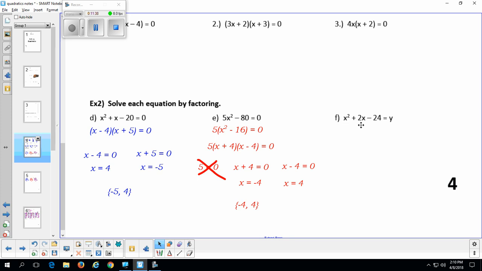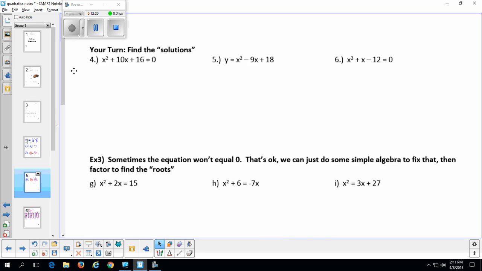Go ahead and factor x squared plus 2x minus 24. Two numbers you can multiply to get negative 24 and add to get 2. You should have positive 6 and negative 4. Okay. And now let's set up both equal to 0. x plus 6 equals 0, x minus 4 equals 0. What's x going to be here? Negative 6. What's x over here? It's going to be 4. So my two solutions are negative 6 and 4. And remember curly brackets because it's a set of numbers. So on the next page, go ahead and do the your turns.